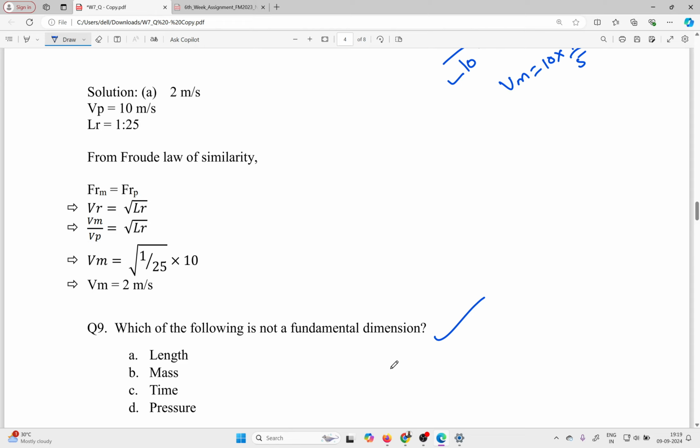So basically here it is asking about fundamental dimensions. Length is a fundamental dimension, mass is a fundamental dimension, time is a fundamental dimension, but pressure is force by area. So you can write the dimension of pressure as Newton per meter square. So it is derived, not fundamental. Using the fundamental dimensions, we have derived this Newton per meter square. So option D will be correct here. This is not a fundamental dimension.